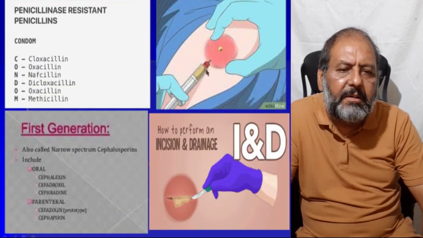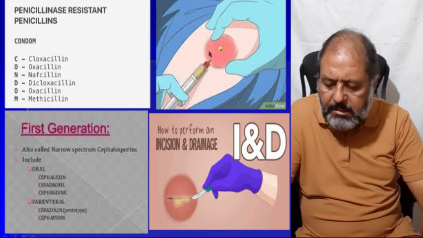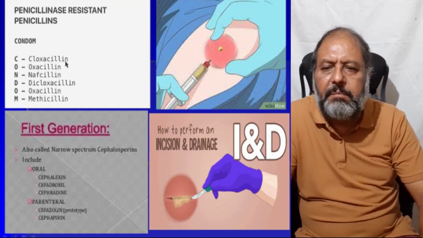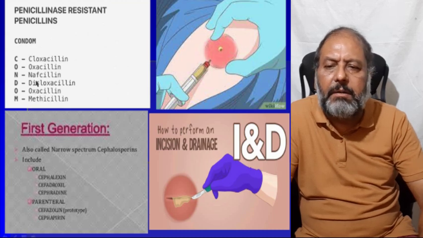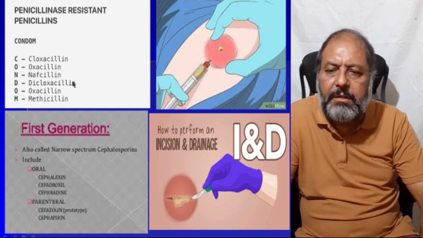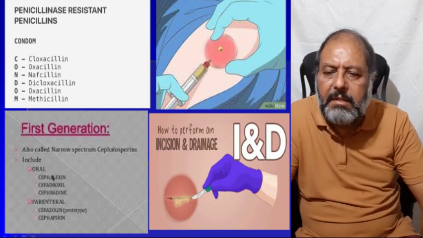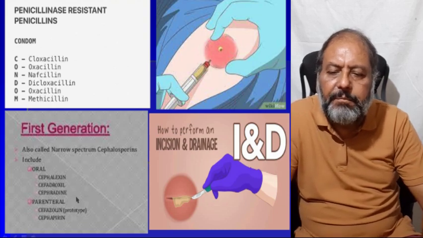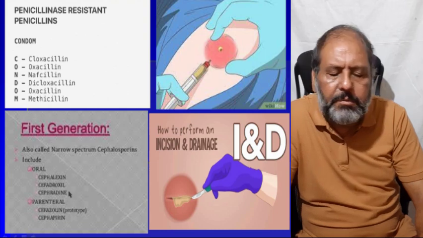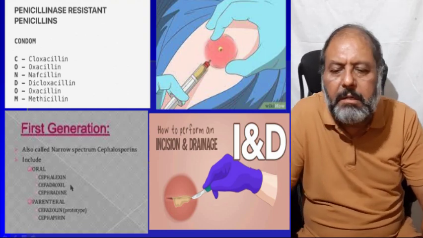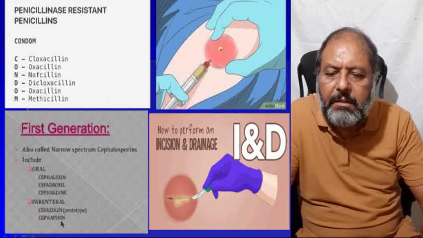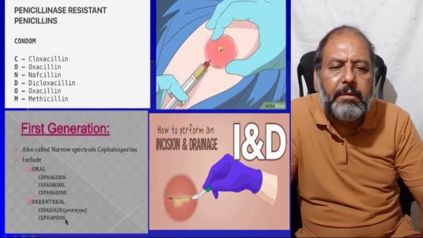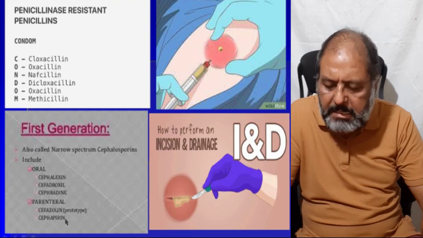So here one can see the injection being given, the local anesthetic, and then incision and drainage to drain out the pus. The medicines useful in this case are cloxacillin, oxacillin, nafcillin, dicloxacillin, methicillin, and similarly first generation cephalosporins like cephalexin, cefadroxil, and cephradine, which are also drugs of choice. Sometimes ceftazidime and ceftriaxone are also useful as antibiotics.